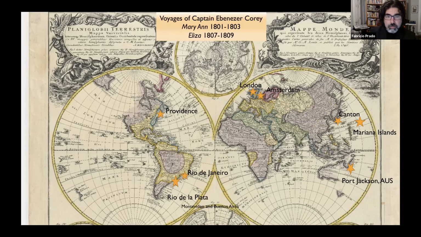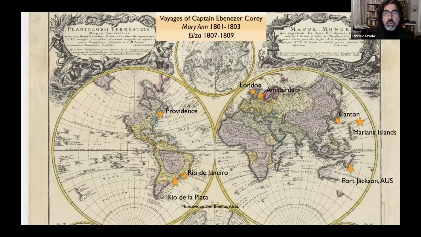The Marianne left Rhode Island towards Amsterdam. In Amsterdam, the Marianne loaded Geneva and also some German textiles. After that, the Marianne stopped over in London, where it completed its cargo of British manufactures.